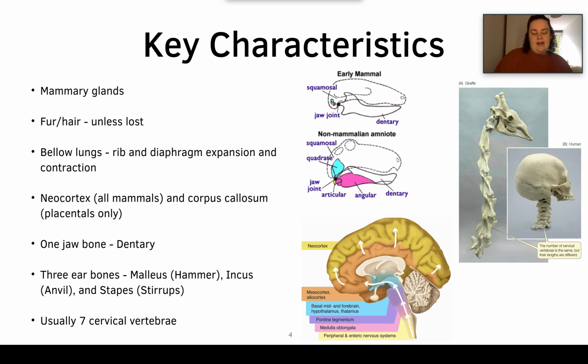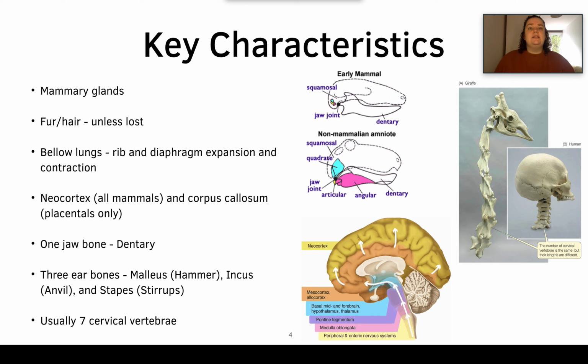We have a neocortex, which is present in all mammals, and a corpus callosum, which is in placentals only. So the neocortex is part of the brain's cerebral cortex, which is where higher cognitive function is thought to have originated from. And the corpus callosum is a bundle of around 200 million nerve fibres that connect the 2 hemispheres of the brain. We also have 1 jawbone, which is known as the dentary. There are 3 inner ear bones, known as the malleus, incus and stapes, and usually we have 7 cervical vertebrae.